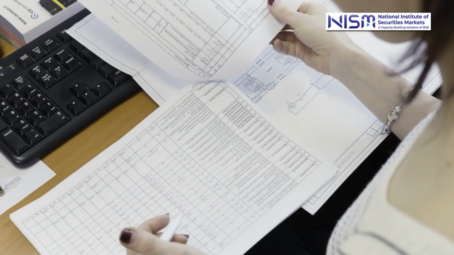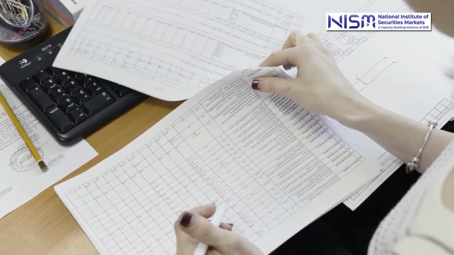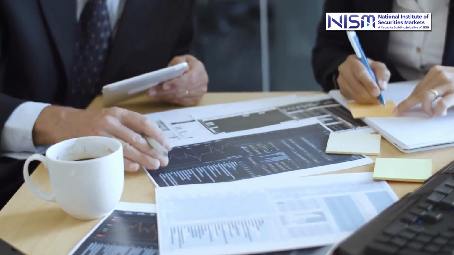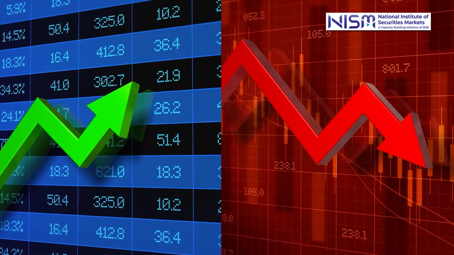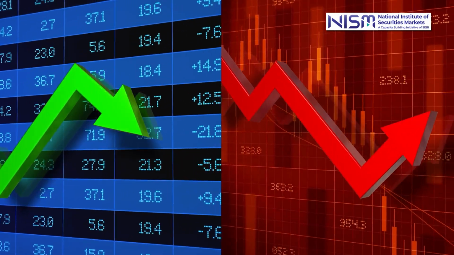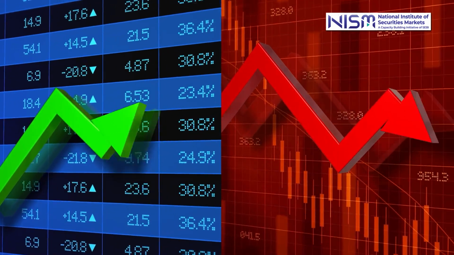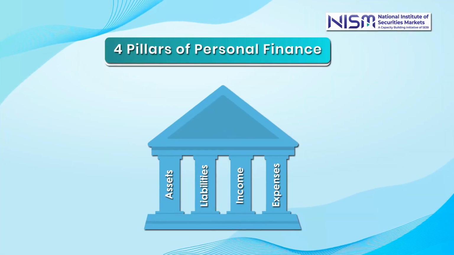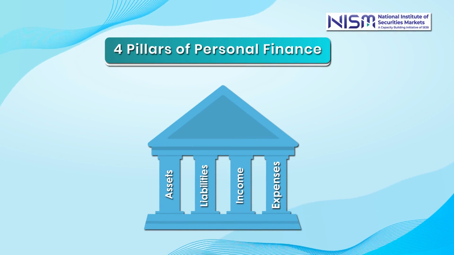When you look at the accounting statements for various companies, there are two major statements. One is the balance sheet, where we study the assets and liabilities, and second is the profit and loss account, where we note down the income and expenses. So these four become the pillars of personal finances: assets, liabilities, income and expenses.